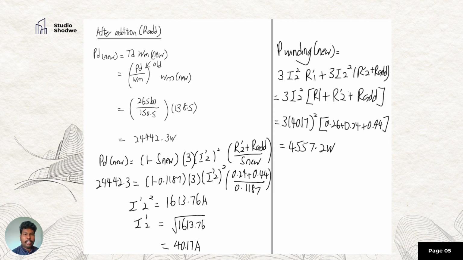So after adding the additional resistance, the developed power is 24,442.3 watts. And using this formula, we calculate the current again, which is 40.17 amps, and the winding power is 4557.2 watts.